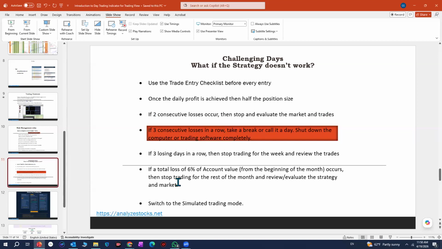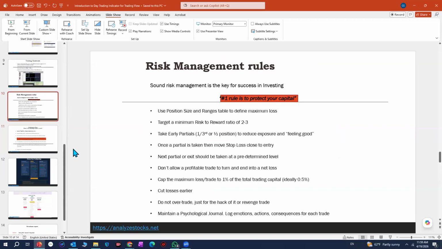And if you have lost 6% of your account value in a month, then it's time to take a very hard look at your trading methods and system, and maybe close the trading for at least a month or switch to simulated trading mode. In TradingView as well, there is simulated trading where you do not lose any real money. You just lose a simulated amount.